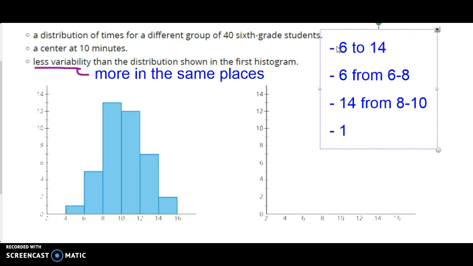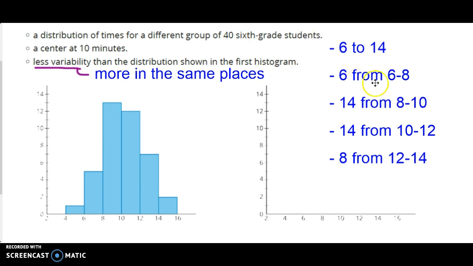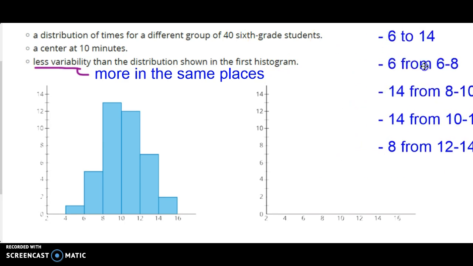So I'm going to say 14 again from 10 to 12. And then I'm going to say 8 from 12 to 14. So this is what I want my histogram to look like. Now I have to draw it.